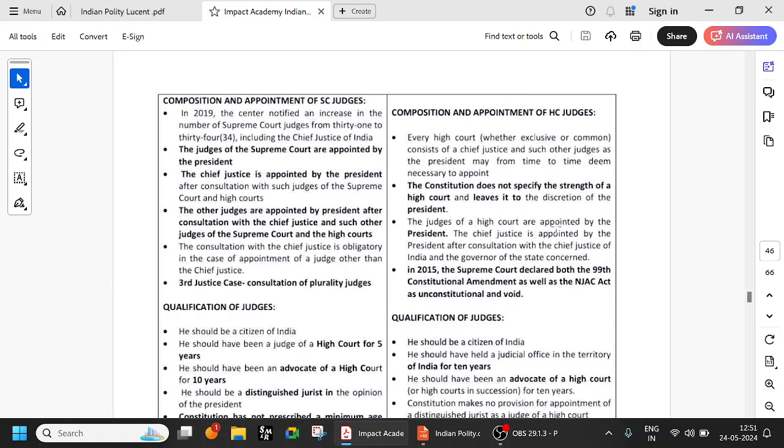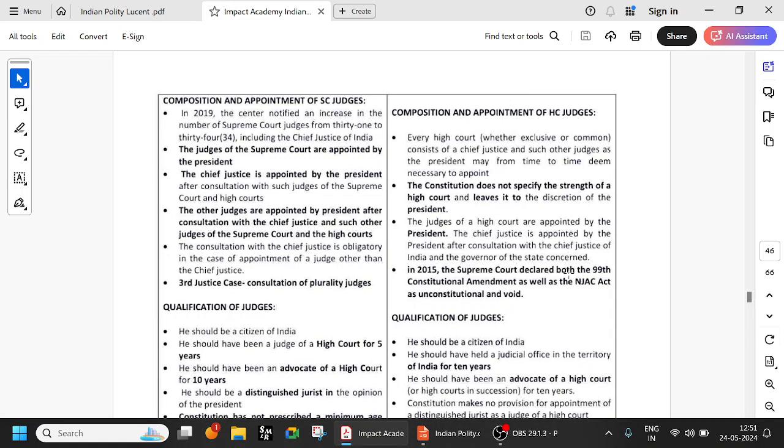The judges of the High Court are appointed by the President. The Chief Justice is appointed by the President after consultation with the Chief Justice of India and the Governor of the state concerned. We've already seen this. So for any judge, we've seen the Chief Justice of India, the Chief Justice of the High Court, and the Governor.